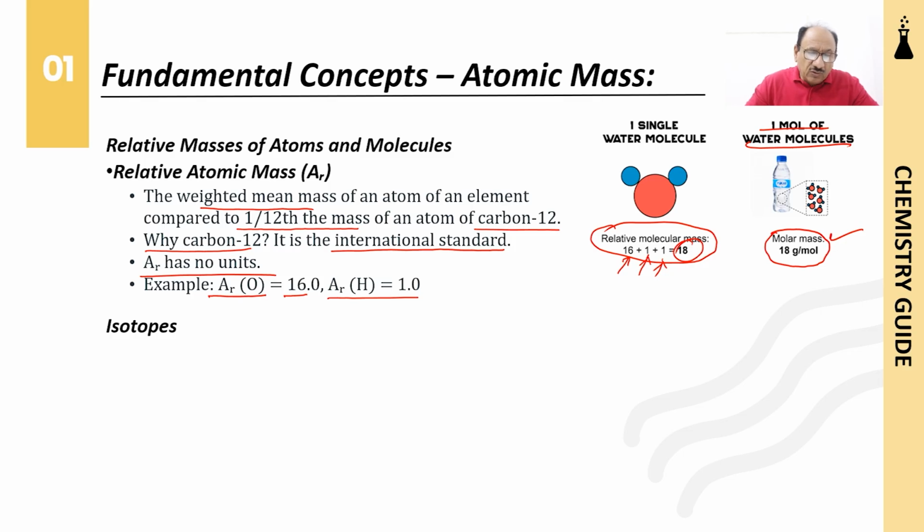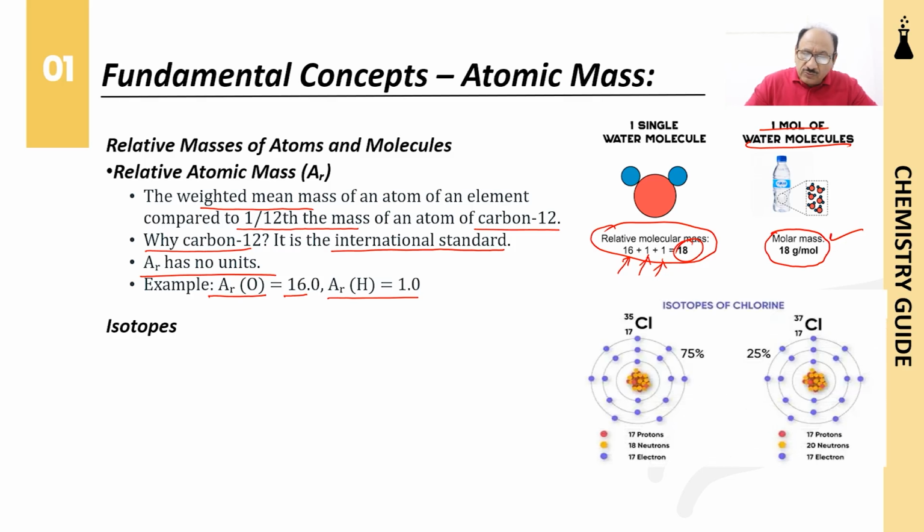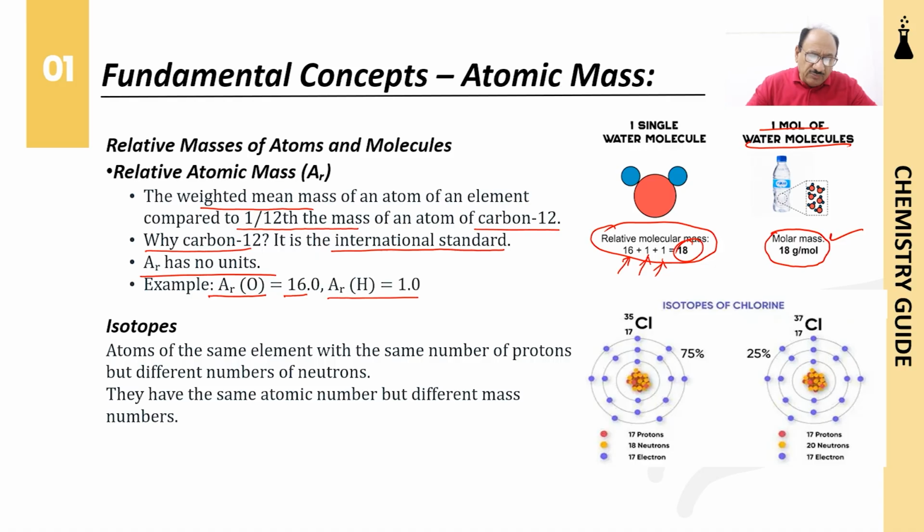Then we discuss the concept of isotopes. Isotopes are atoms of the same element with the same number of protons but a different number of neutrons. So their mass number will be different, but the atomic number will be the same. This is what you need to keep in mind.